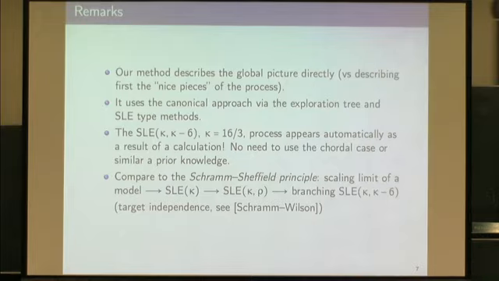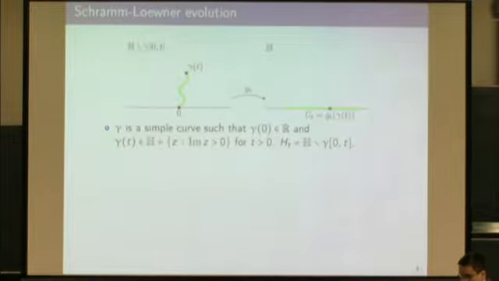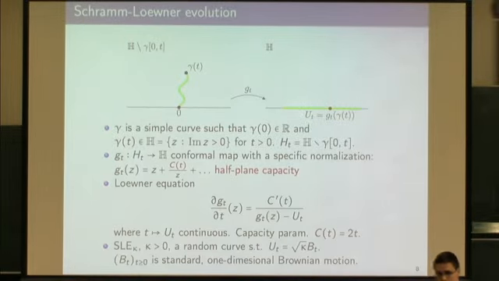But there is one special process of these, which has this target independence property, and it was argued by Sheffield that these CLEs should be described by SLE kappa -6, but a branching version of that, so some kind of tree. So I assume now that you are all familiar with this. So this is just a basic definition of SLE.